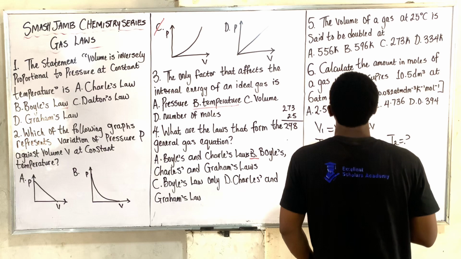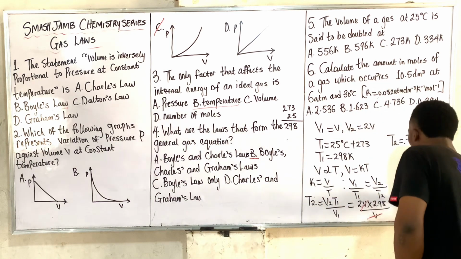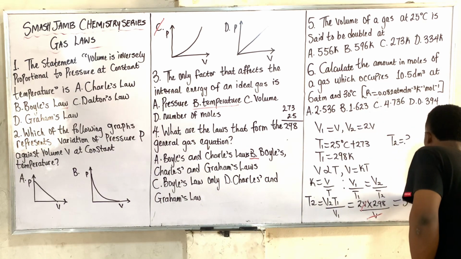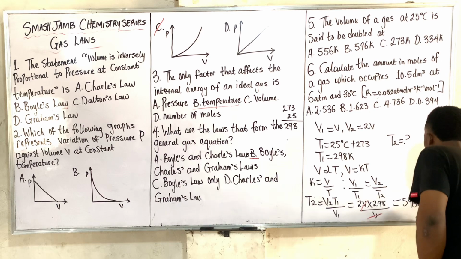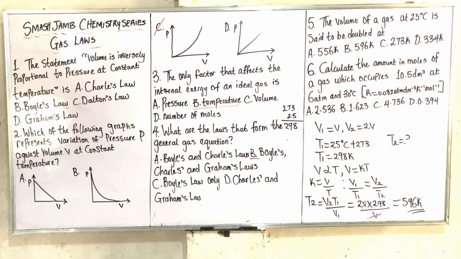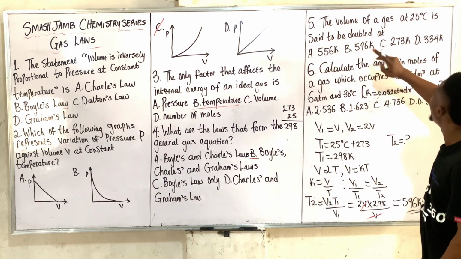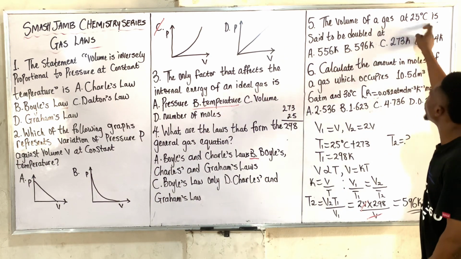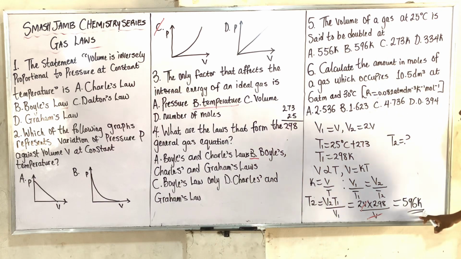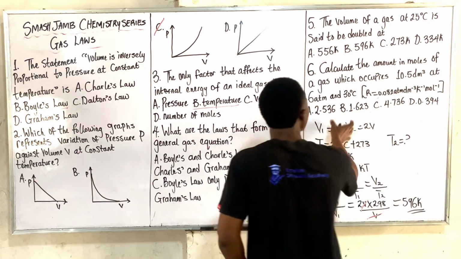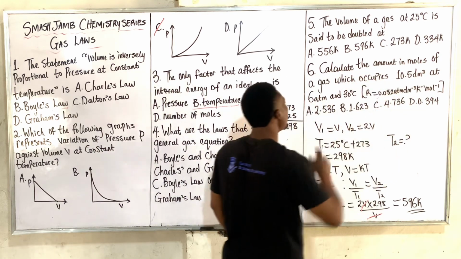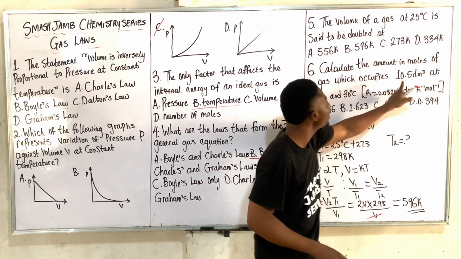Are we correct? Yes, we are correct. So it's going to give us 596 Kelvin. So this is going to be the temperature when the volume of the gas at this temperature is doubled. The temperature is 596 Kelvin.